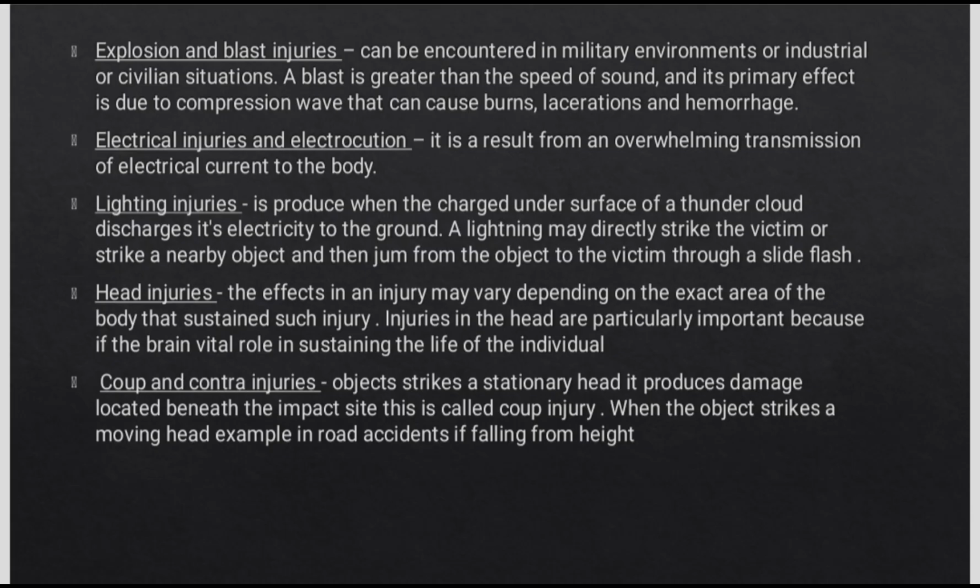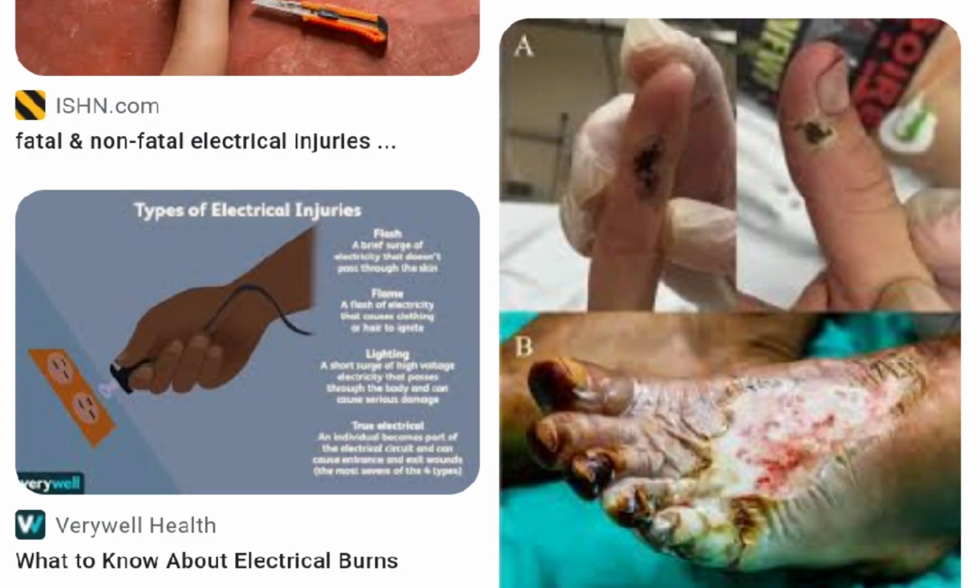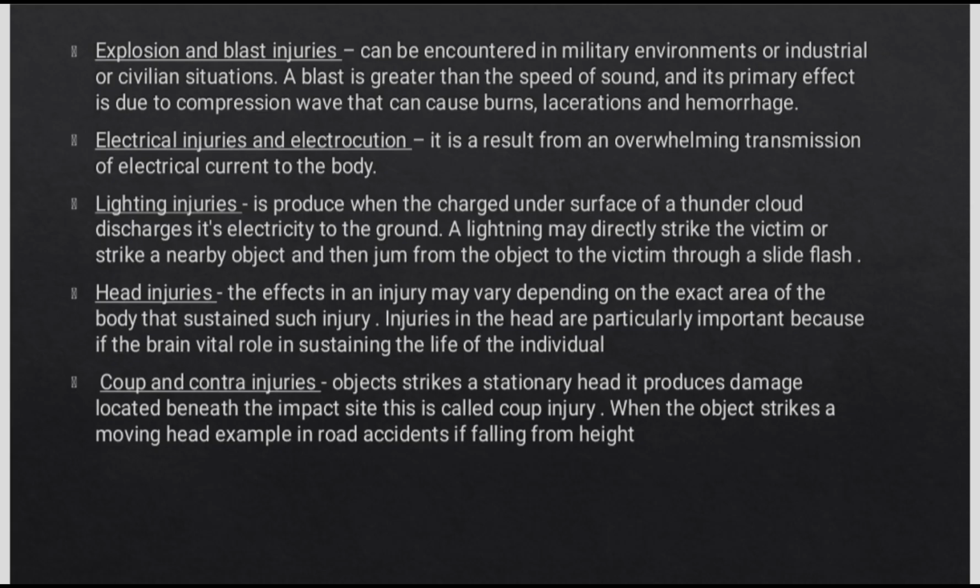Electrical injuries and electrocution. It results from the overwhelming transmission of electrical current to the body. Lightning injury is produced when the charge under the surface of the thundercloud discharges its electricity to the ground. A lightning may directly strike the victim or strike a nearby object and then jump from the object to the victim through a side flash.